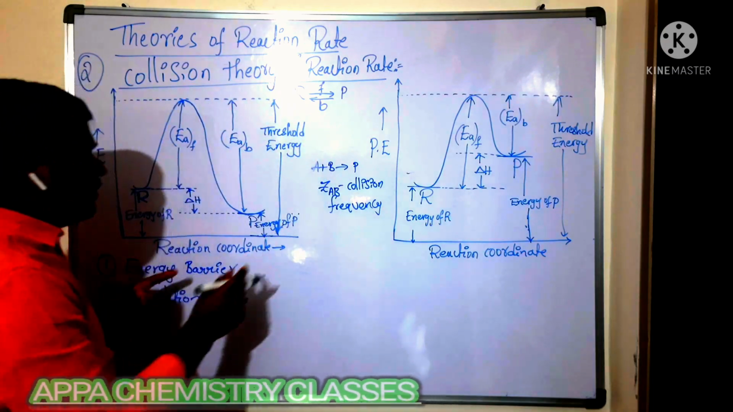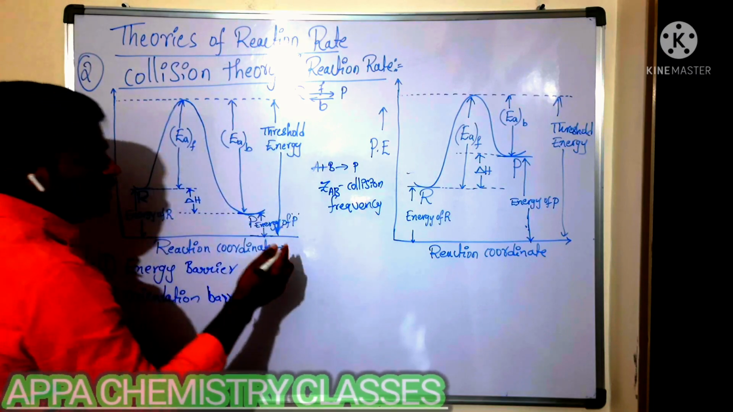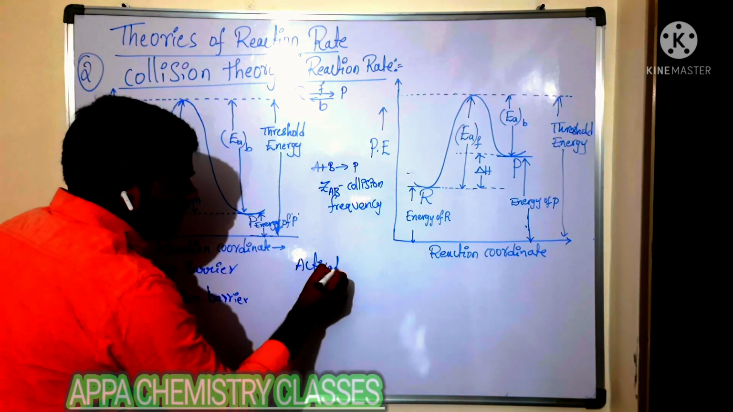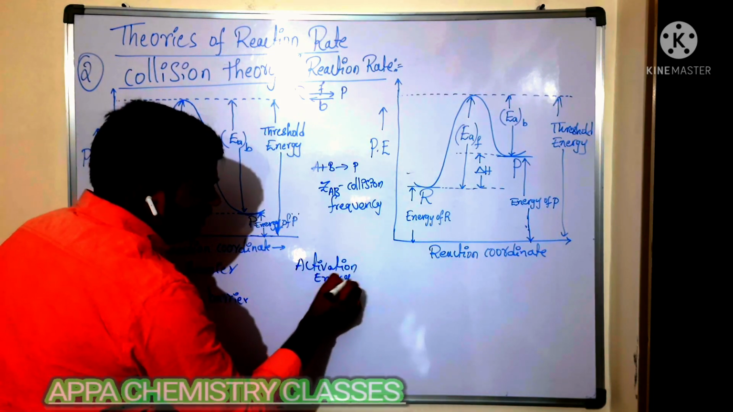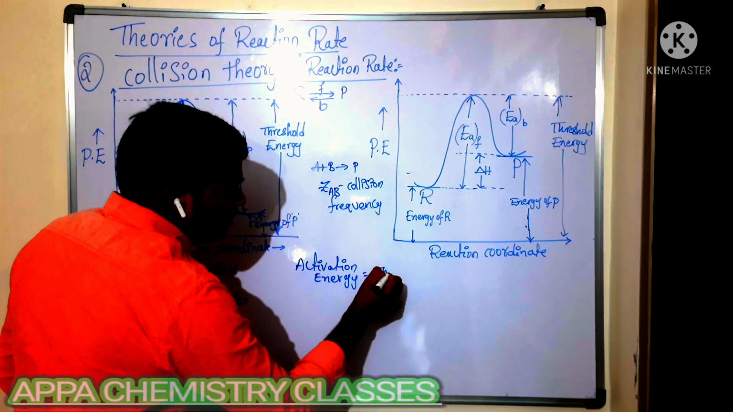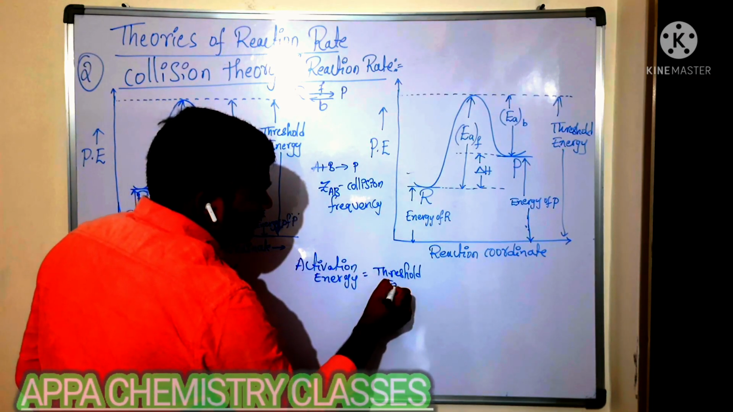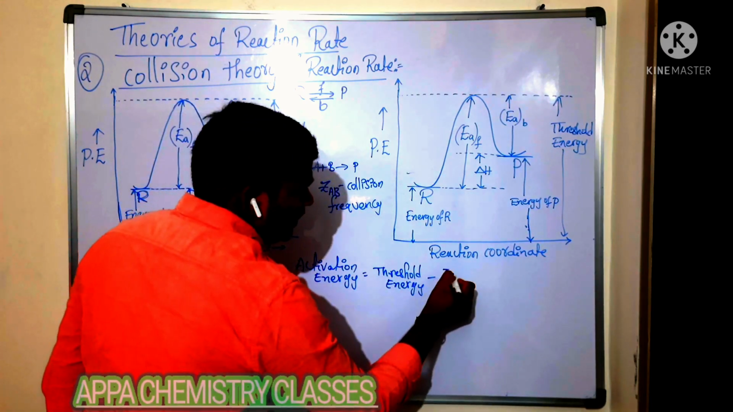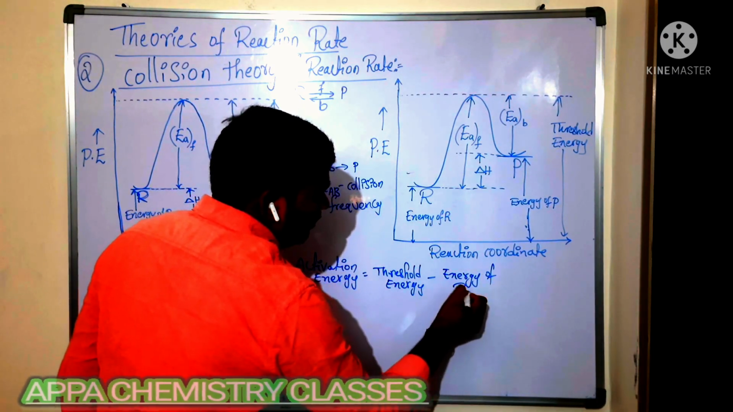So after that, what happens here? The energy is crossing. Now whatever energy is required is called what? Activation energy. How can we define it here? So the activation energy of the reacting molecule is equal to the threshold energy minus the energy of the reacting molecule.